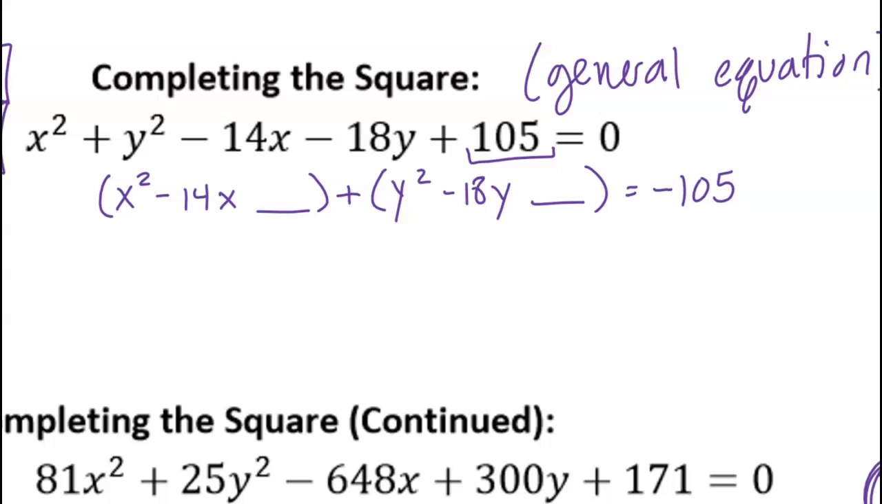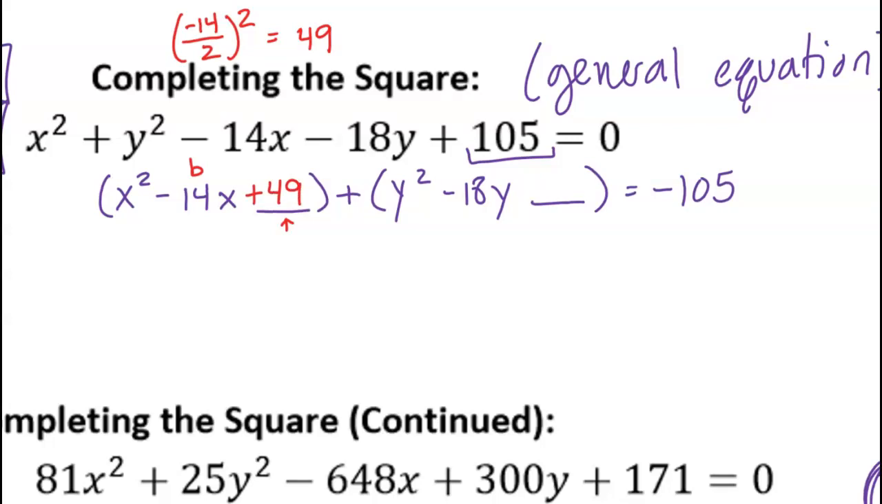So now I'm trying to complete the square for 2 separate quadratics, x first and then y. In the x quadratic, remember, I need to add in the value of b divided by 2 squared. So in this case, my b value is negative 14. Negative 14 divided by 2 is negative 7, squared is 49. So I'm adding in 49 here.